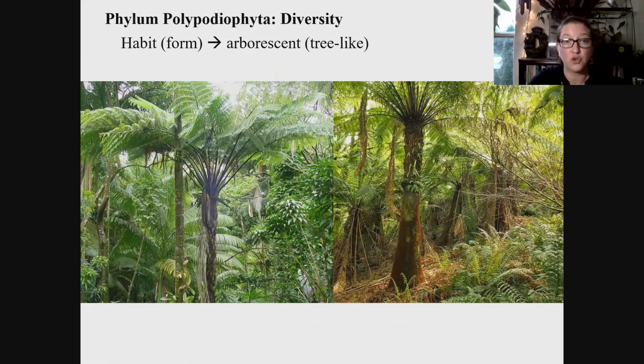As I mentioned, they can be tree-like, very tall. If you have ever gone to the New York Botanical Garden in the Bronx, which if you haven't, I really recommend. It's quite lovely, especially this time of year. If you go into the conservatory, the big glass house, they have a ton of tree ferns in there that you can see. Really cool.